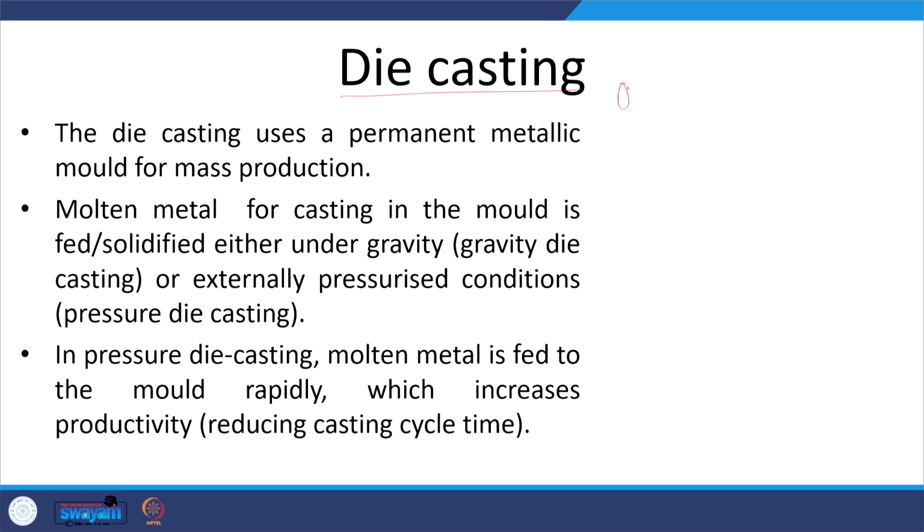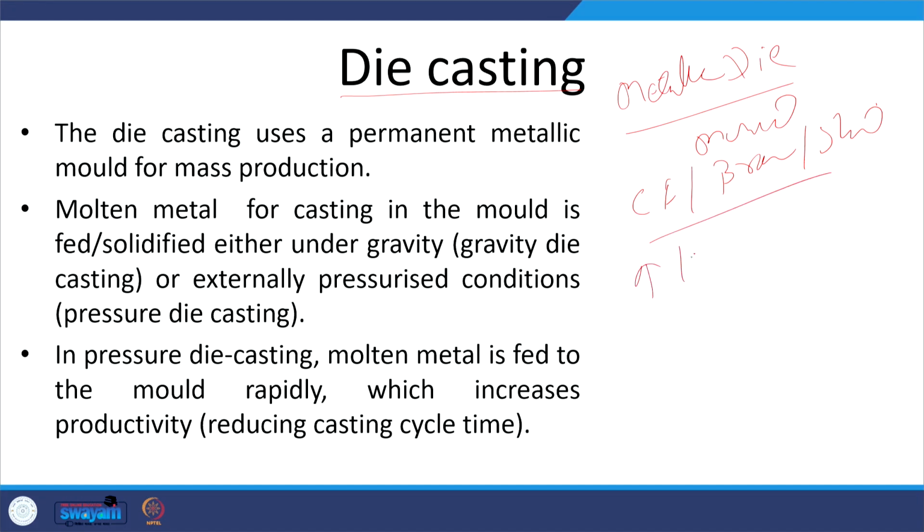Die casting means where a metallic die is used as a mold. Okay. So, this can be of cast iron or of brass or steel. They offer a relatively high thermal conductivity. So, high thermal conductivity offers a higher cooling rate. The rate of heat dissipation from the molten metal to the mold wall is very high. So, that in turn results in a higher cooling rate. Okay. Higher cooling rate means reduced solidification time.